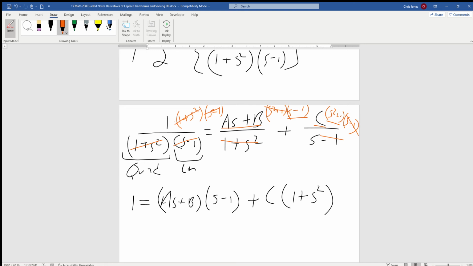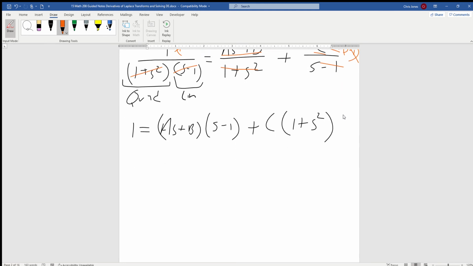Just to make sure you understand where all that algebra is going, we're multiplying both sides through by a common denominator. We're going to FOIL out the right-hand side, and then collect like powers, so bear with me as we do this. So now we get 1 is equal to as squared minus as plus bs minus b plus cs squared.